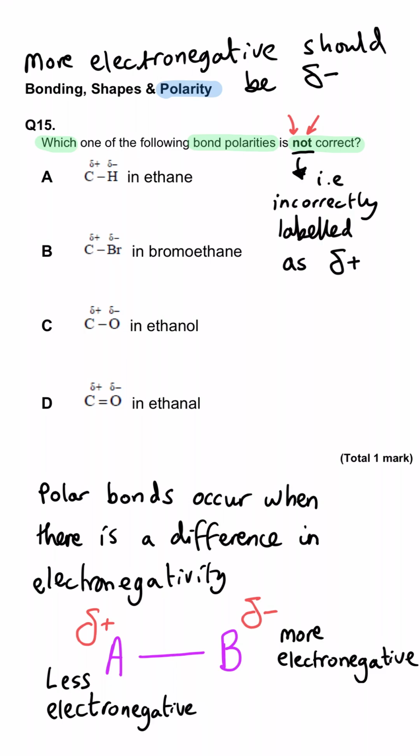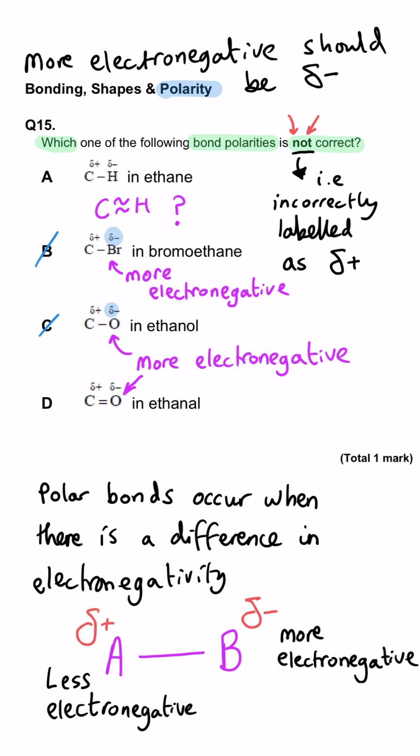And so in A, we've got carbon and hydrogen. Now, you're actually taught at A level that these two have got really, really similar electronegativities, so you might not be able to commit here as to whether this is right or wrong. So let's look at the others. In B, the bromine is the more electronegative element, and so this is the wrong answer because the polarity is right. And this is the same again in C, because oxygen is also more electronegative than carbon and is labelled correctly as delta minus. And in D, we've got the exact same scenario again.